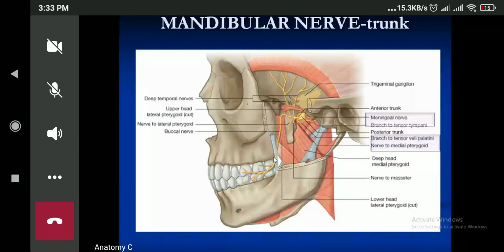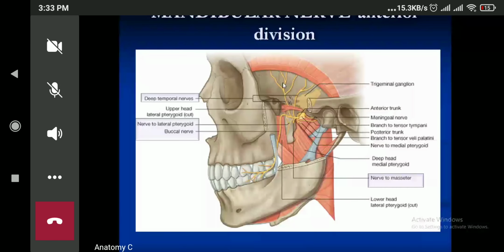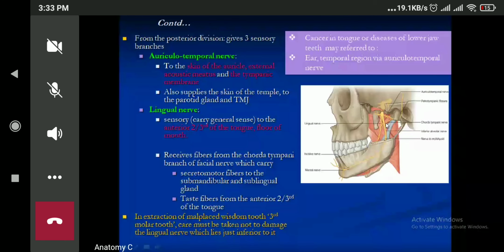The next one is from the posterior division. We have the auriculotemporal nerve, then the lingual nerve, then the inferior alveolar nerve. The auriculotemporal nerve will pass behind the TMJ, and it will supply the skin of the auricle, the external acoustic meatus, and the tympanic membrane. Now this is the lingual nerve. You have already learned about the sensation of the tongue. It will carry the general sensation from the anterior two-thirds of the tongue.